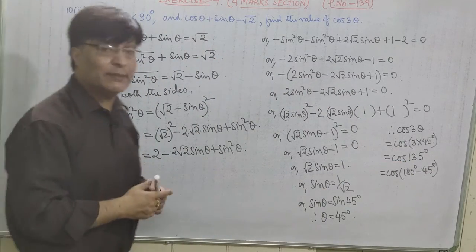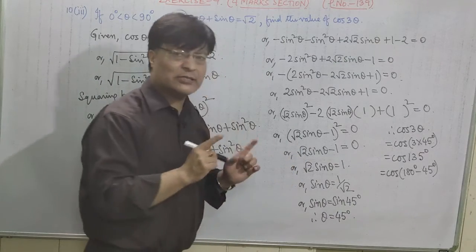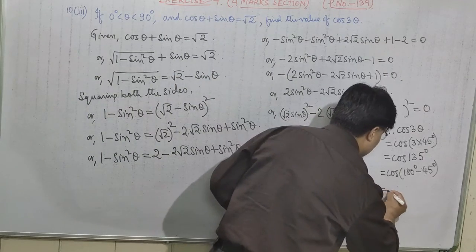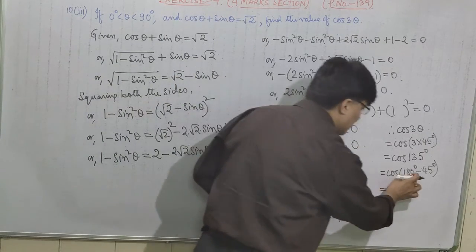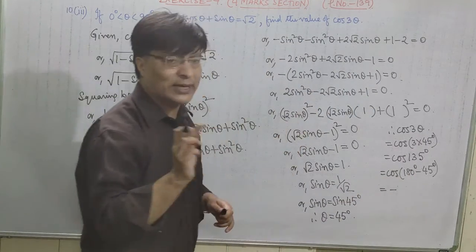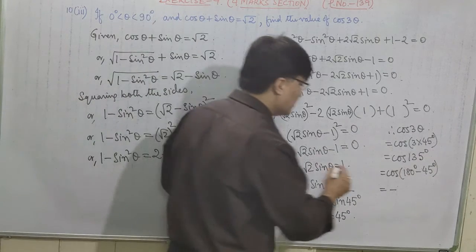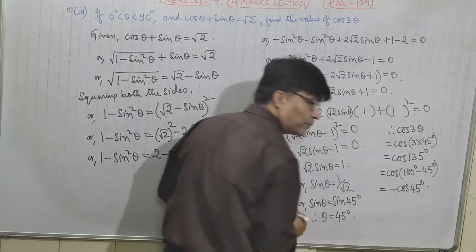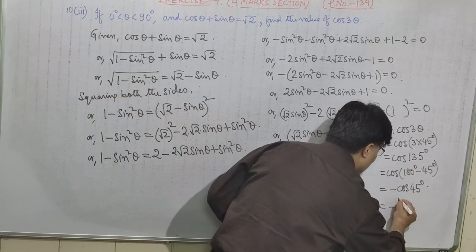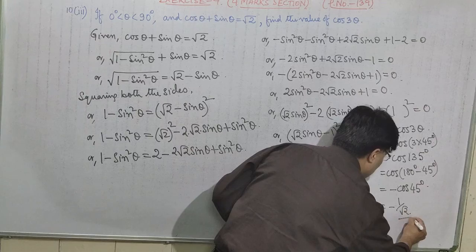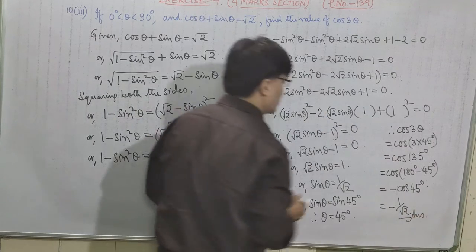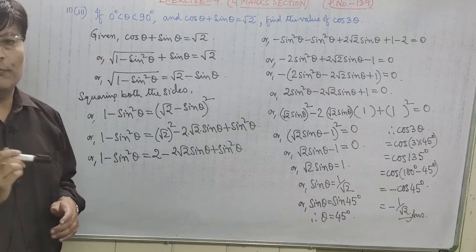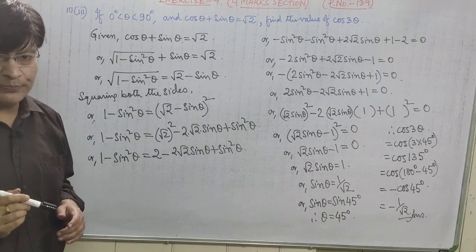So how can you evaluate this value? What is cos of 180 minus theta? 180 minus theta always lies in the second quadrant. In the second quadrant, cos is always negative. And since 180 is 90 into 2, that is an even multiple of 90, cos remains as it is, that is cos 45 degree. So it is equal to minus, and cos 45 degree is 1 upon root 2. So what is the final answer? The value for cos 3 theta is minus 1 upon root 2.